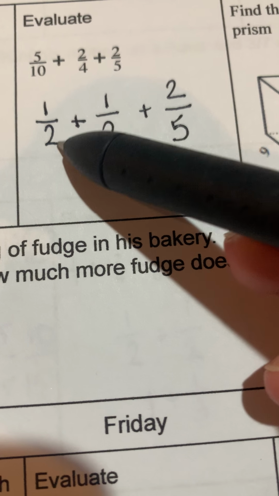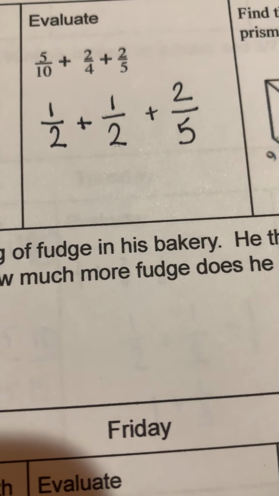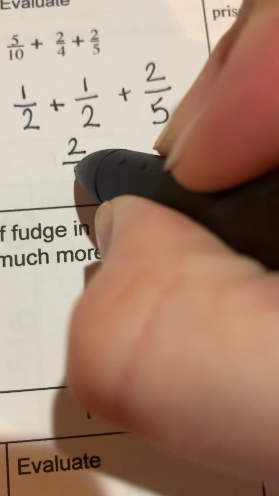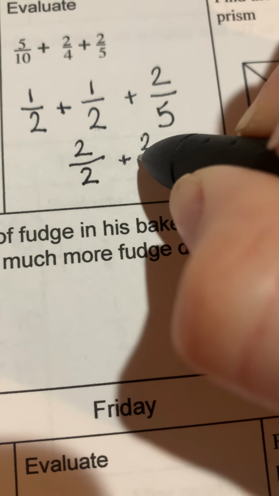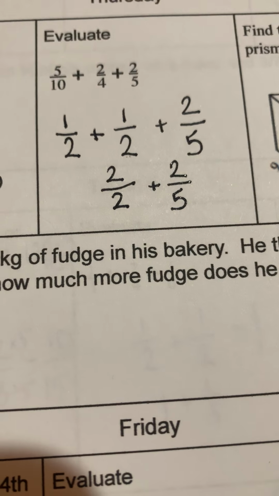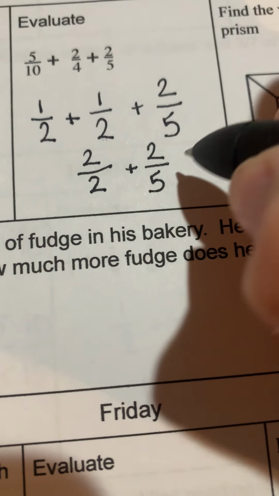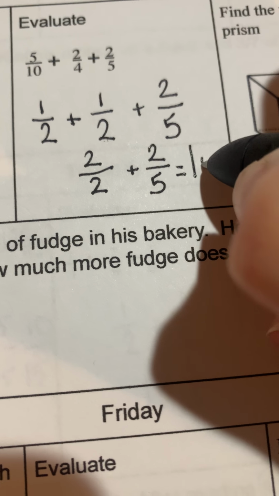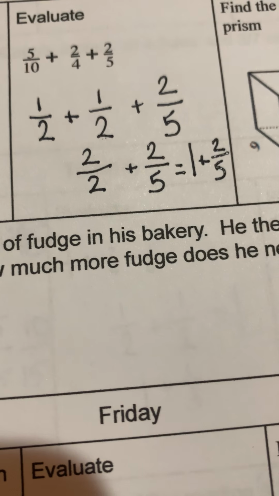These two are the same denominator, so we can add the numerators. 1 plus 1 equals 2. So now we have 2 over 2 plus 2/5. We know 2 over 2 is the same as 1 whole. So we have 1 plus 2/5. Go ahead and add those two together.